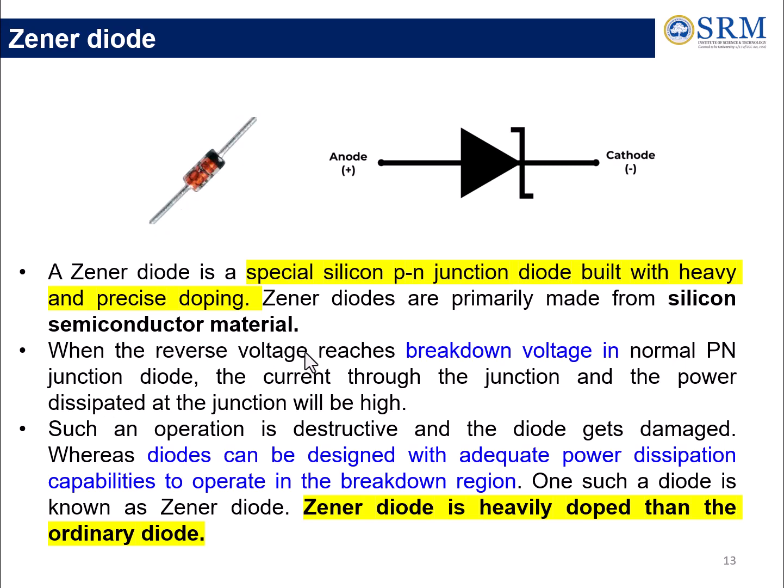When the reverse voltage reaches the breakdown voltage in a normal PN junction diode, what happens? The current through the junction and the power dissipated will be very high. Such operation is destructive and the diode gets damaged. So we can design a diode with adequate power dissipation capabilities to operate in the breakdown region. One such diode is known as the Zener diode. It is heavily doped, as I said earlier, more than the ordinary PN junction diode.